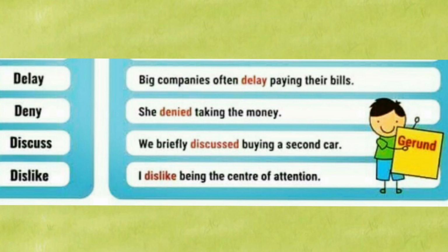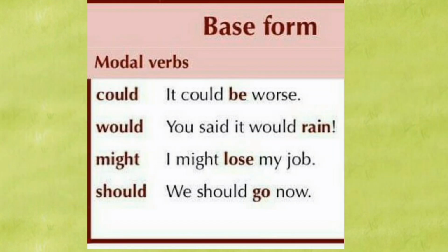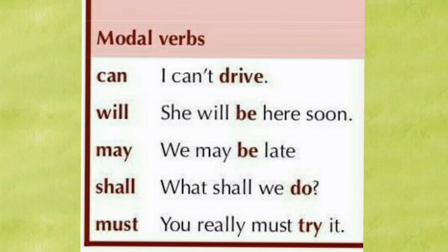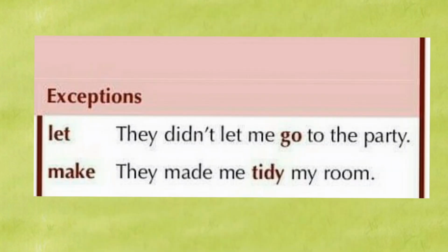Now let's see about the finite verbs, that is the base form of the verbs. Modal verbs, all the modal verbs, could, would, might, should, can, will, may, shall, must, all come under the finite verbs. What is finite verb? Finite verb is the main verb form. We have to use only the main verbs after the modal verbs. That is the finite verbs. Exceptions: after let and make we should not use to. That is infinitive we should not use. We should use only the finite verbs.